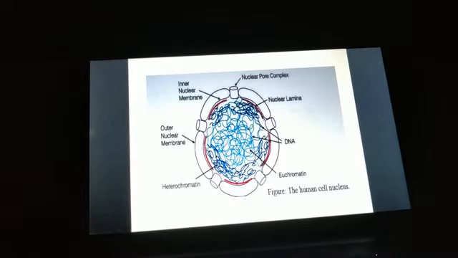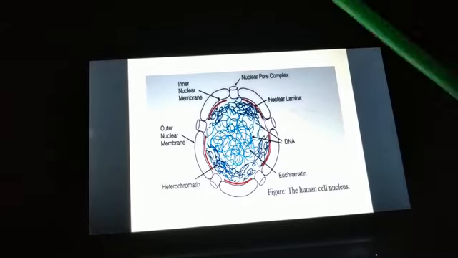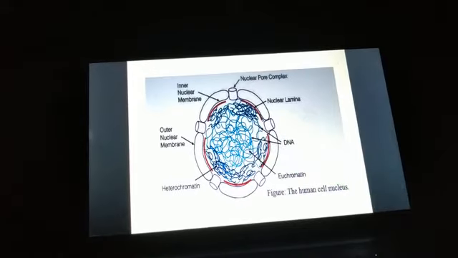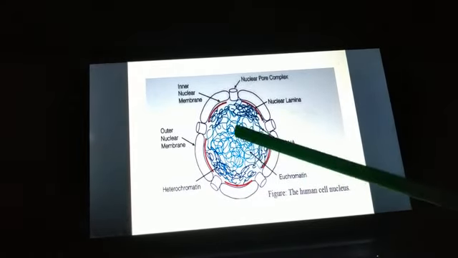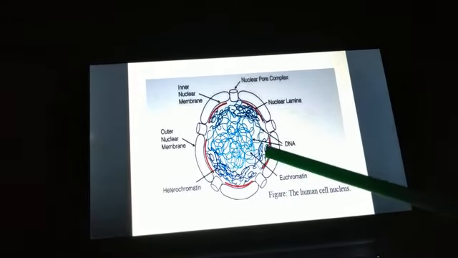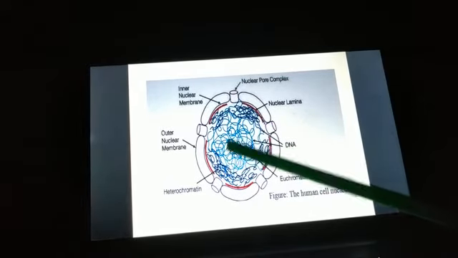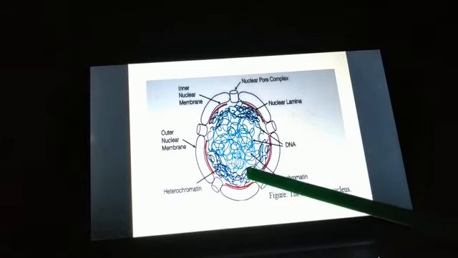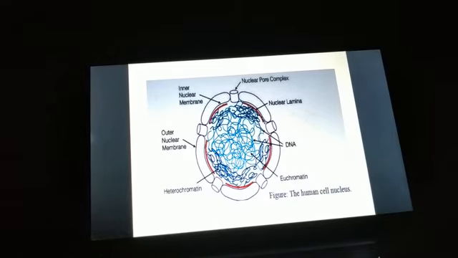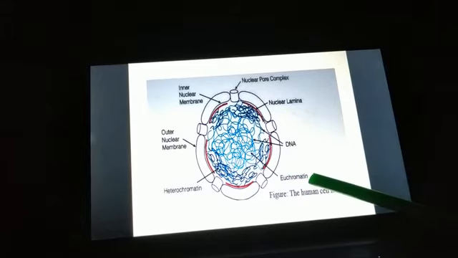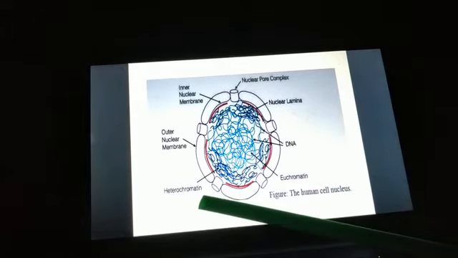Now students, we have two different types of chromatin. One is loosely packed and the other one is densely packed. Can you see this color is light and this one is dark? I will tell you the reason why. So we have two different types of chromatin. One is euchromatin and another one is heterochromatin.